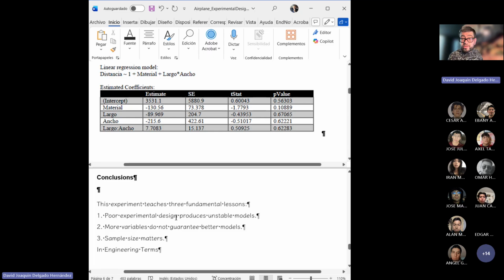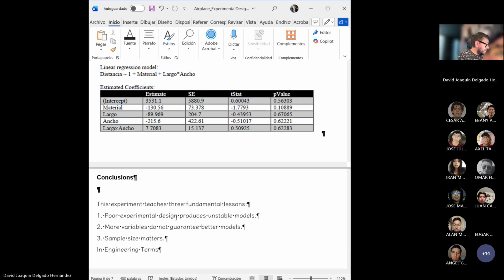Well, what are the conclusions of the experiment that we carried out last week in the classroom? First of all, we have 3 fundamental lessons. The first one, poor experimental design produces unstable models. So you can see that somehow the model predicts the distance, but it is not very accurate. It is not exactly the distance that you were expecting, right? That is the first. So this was because actually we didn't have any experimental design.